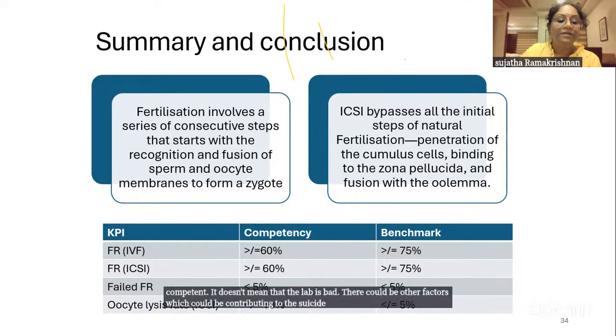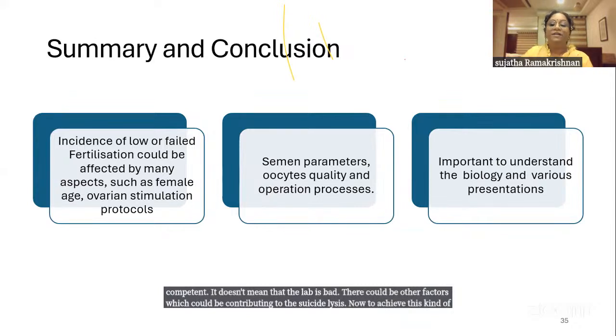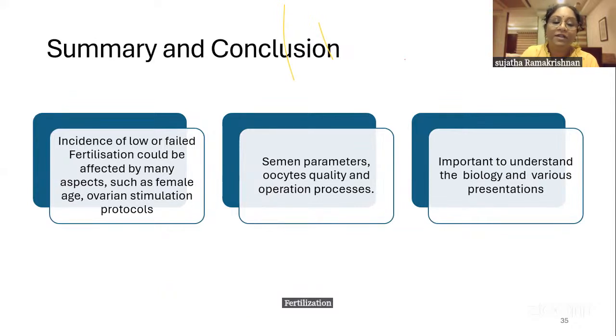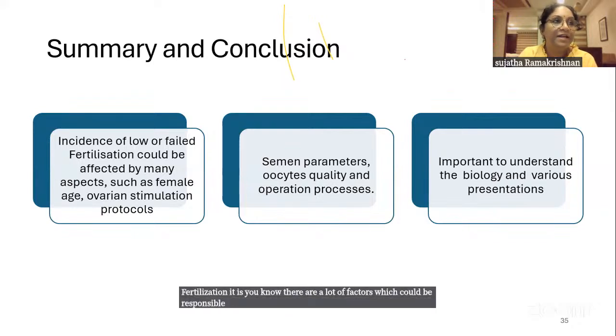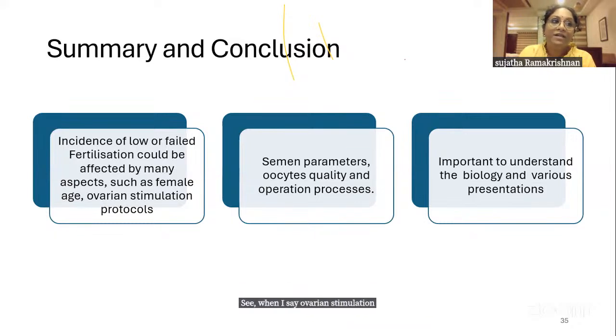Now, to achieve this kind of fertilization, there are a lot of factors which could be responsible. It could be the female age, because in elderly patients, you have issues with maturation. Then it could be something to do with the ovarian stimulation protocols. When I say ovarian stimulation protocol, what I mean is the response of a particular patient to the protocol.